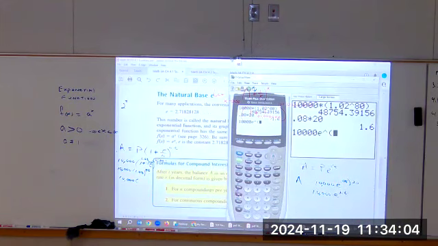And there's e to the 1.6, close the parentheses. And I make a little bit more. It's $49,530 compounded continuously instead of $48,000.